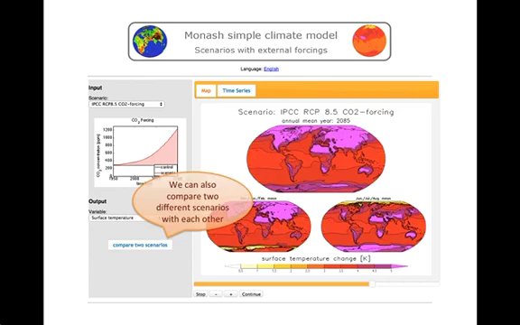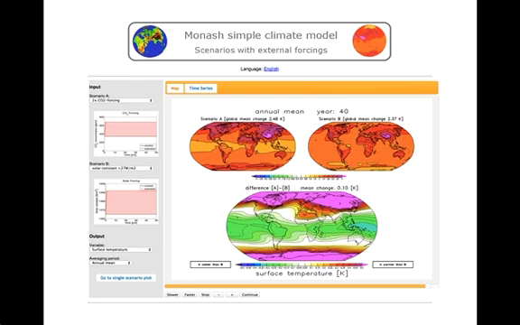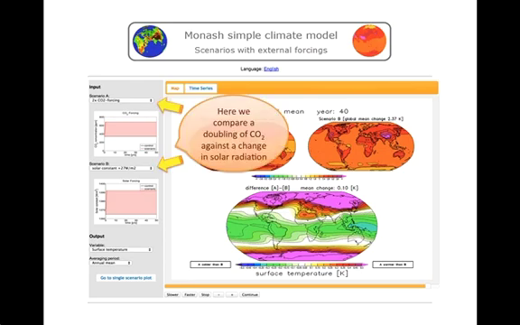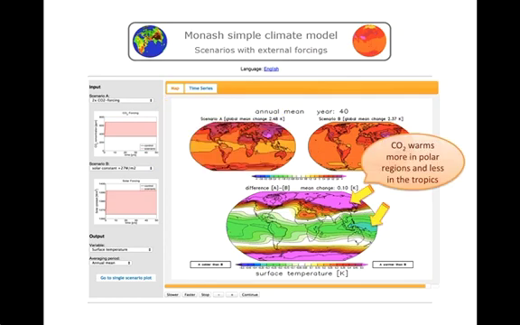We can also compare two different kinds of scenarios. For example, here we picked a scenario A where we double the amount of CO2, and in B we change the solar constant. And we can see in the figures that CO2 warms more the polar regions and less the tropical regions compared to how the sunlight would change the climate.